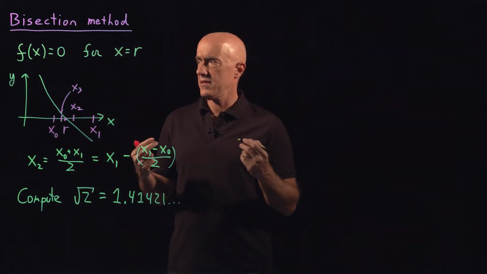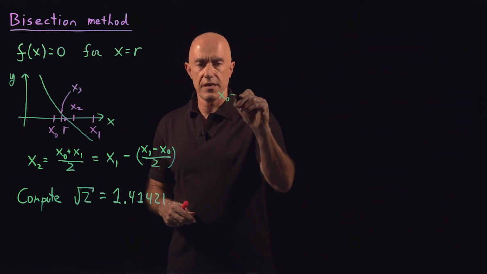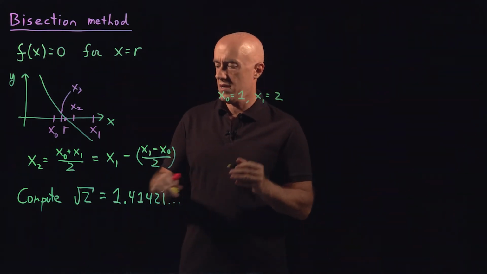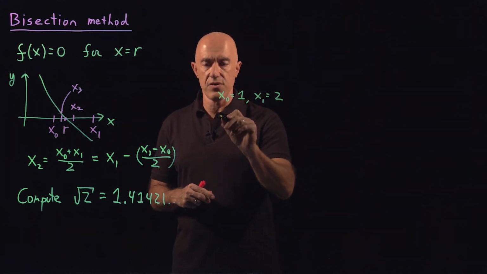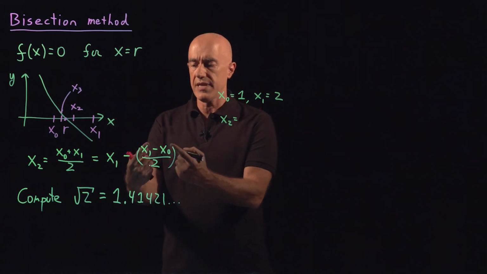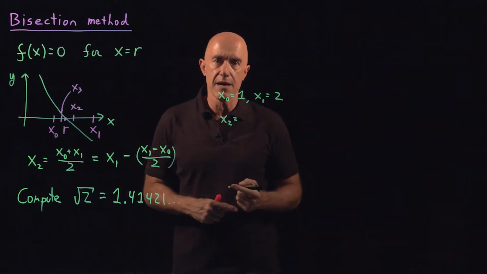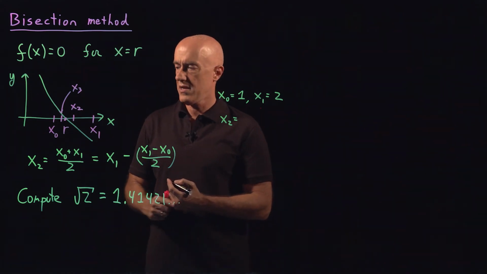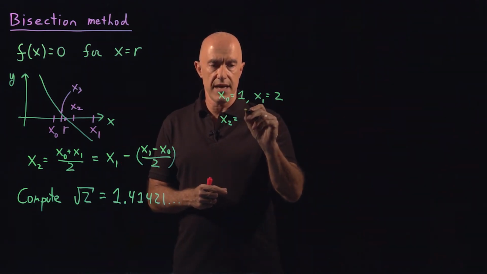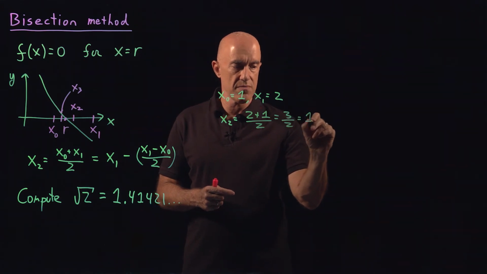So how does this proceed? We need two initial values that bracket the root. So let's say I take x0 equal to 1 and x1 equal to 2. So x0 and x1 bracket the root. Our next value is x2. In a code, you would use the second equation because you would want to test for the correction term to be smaller than some value. But here in the hand computation, it's easier for me to use the first one. So x2 is (x0 plus x1) divided by 2, which would be 3/2, which is 1.5.